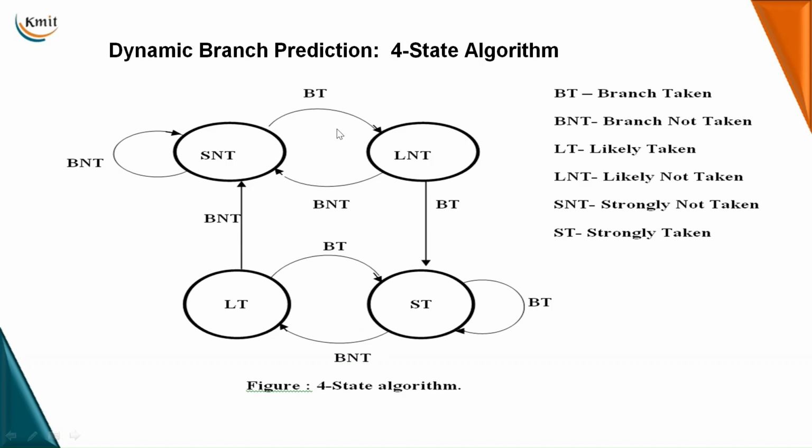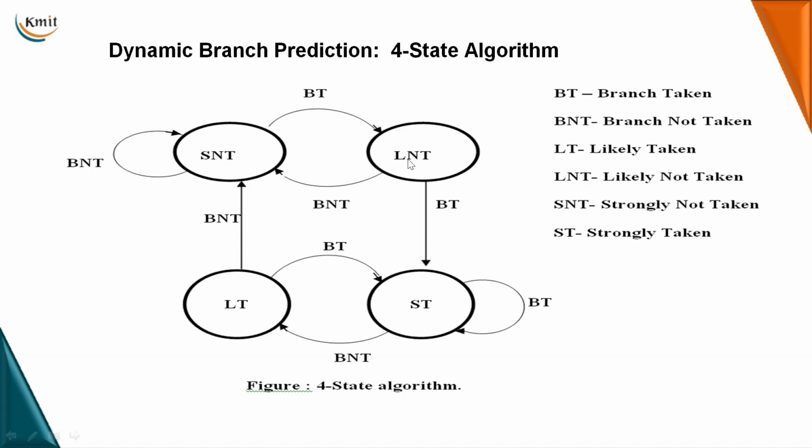If you consider this algorithm, say for example, the state of your branch is a strongly not taken state. So you predict that the next time this particular branch is executed, it will not be taken. Consider that the branch is executed, and the next time also, during the next run of that branch instruction, it is again not taken. Then it stays in the same state. When it is in a strongly not taken state, and the next time the branch is executed it is taken, then it moves from strongly not taken state to likely not taken state.